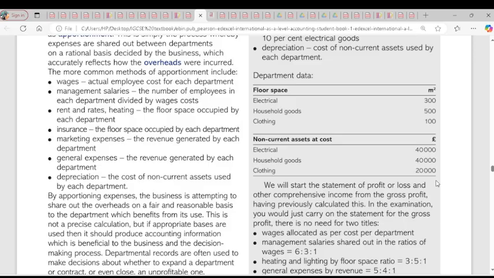So why do we do all this? Why do we apportion? Because the business is attempting to share out the overheads, the expenses, to each department that benefits from those expenses. Each department benefits from using those resources. Perfect. Is it clear? This is where we stop for today.